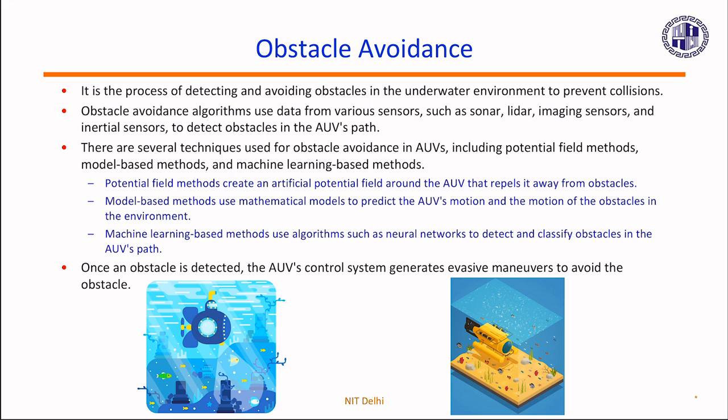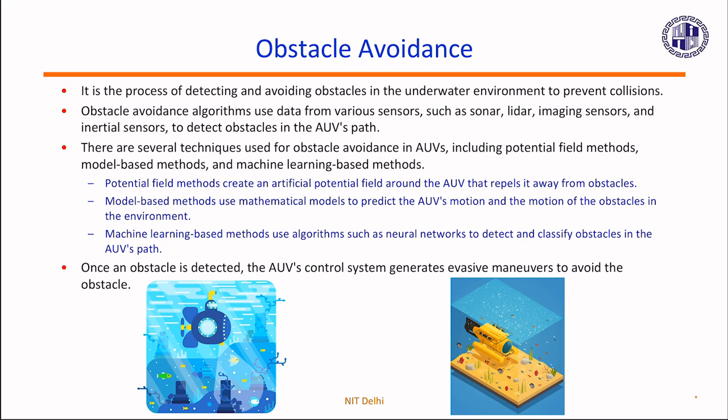Model based methods use mathematical models to predict the AUV's motion and the motion of the obstacles in the environment. Machine learning based methods use algorithms such as neural networks to detect and classify obstacles in the AUV's path. Once an obstacle is detected, the AUV's control system uses the information to generate evasive maneuvers that avoid the obstacle. These maneuvers can include adjusting the speed, changing direction, or even stopping the AUV altogether.